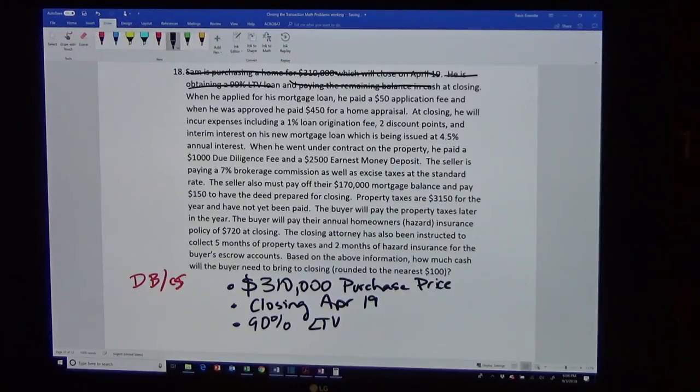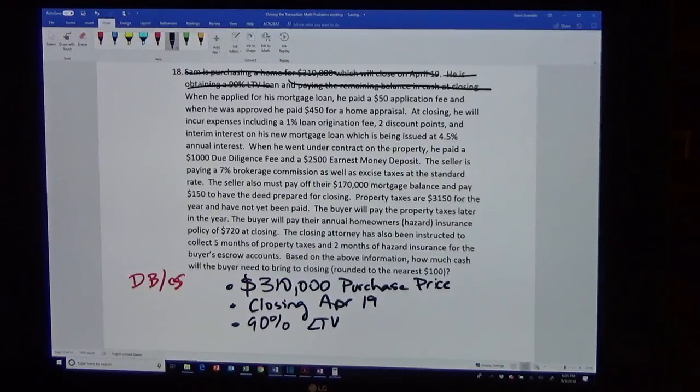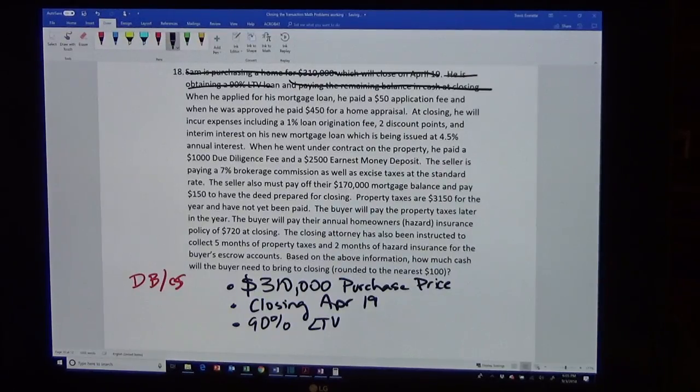And paying the remaining balance in cash at closing. Again, that statement means nothing. That's what we're doing the math for. When he applied for his mortgage loan, he paid a $50 application fee, and when he was approved, he paid $450 for a home appraisal. This is the tricky part about this question. Notice it says when he applied for his mortgage loan, he paid, and when he was approved, he paid. Folks, we don't care what he already paid for. Our job is to figure out what he is paying for right now. So things he's already paid for, we're going to ignore. We do not care about things like application fees that the buyer's already paid for. So that just gets discarded. Those things go away.